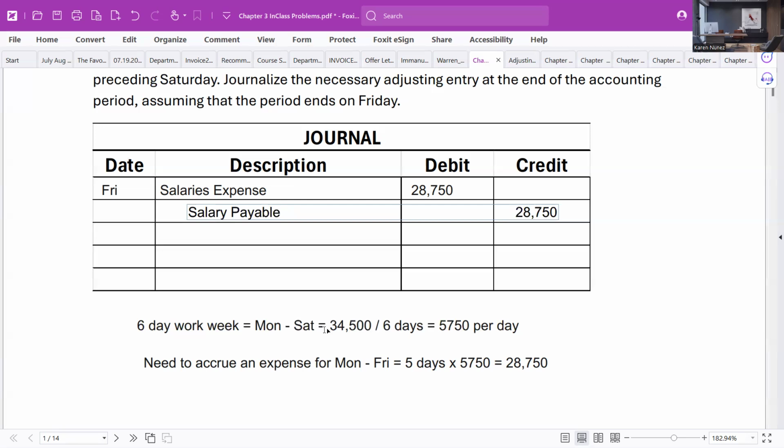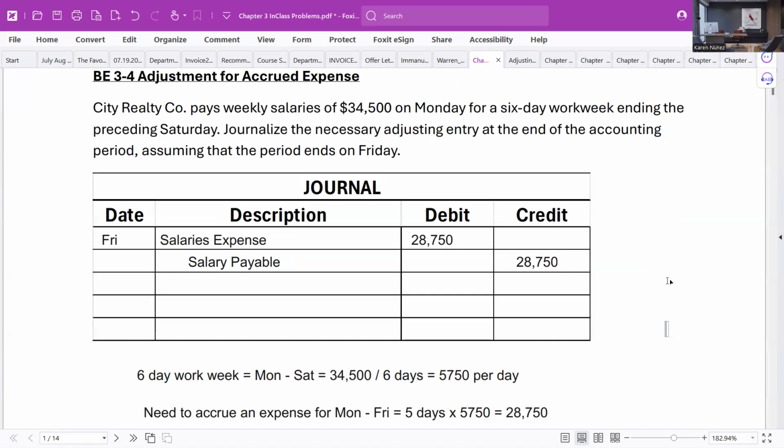We've got to recognize that we've accrued an expense, right? We are obligated now to pay this expense for 5 days, Monday through Friday, 5 days, $5,750 a day, $28,750 is our accrued expense. That's our adjustment to bring two accounts up to date. We've got to recognize the expense, so we bring the expense up to date. And we've got to recognize the liability. So we bring salary payable up to date. That's BE 3-4.